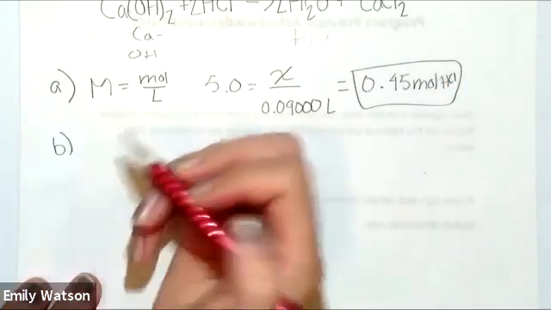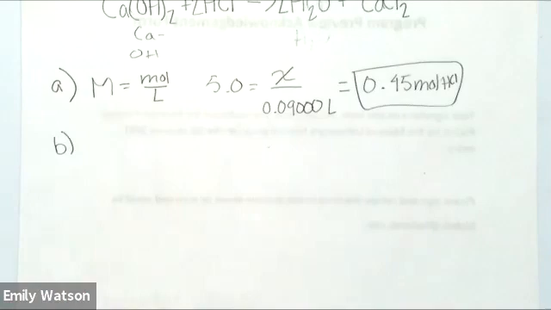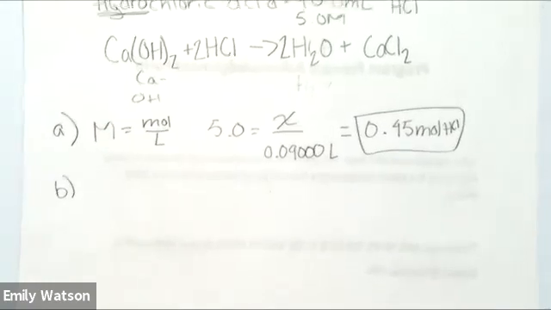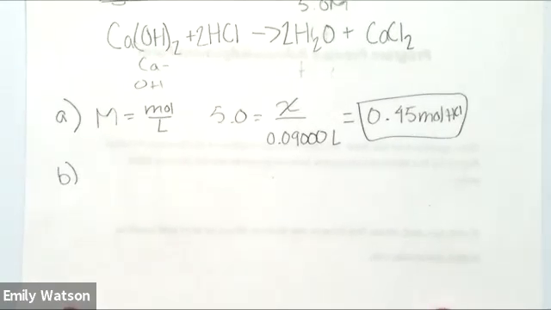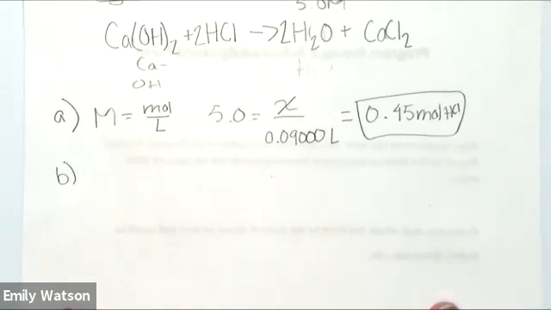So step B. How many moles of calcium hydroxide were used? This is where we're actually going to get into the stoichiometry of it all. Everything else we've done up until now is just like your pre-lab. Those are just the beginning steps. So how many moles of calcium hydroxide were used?